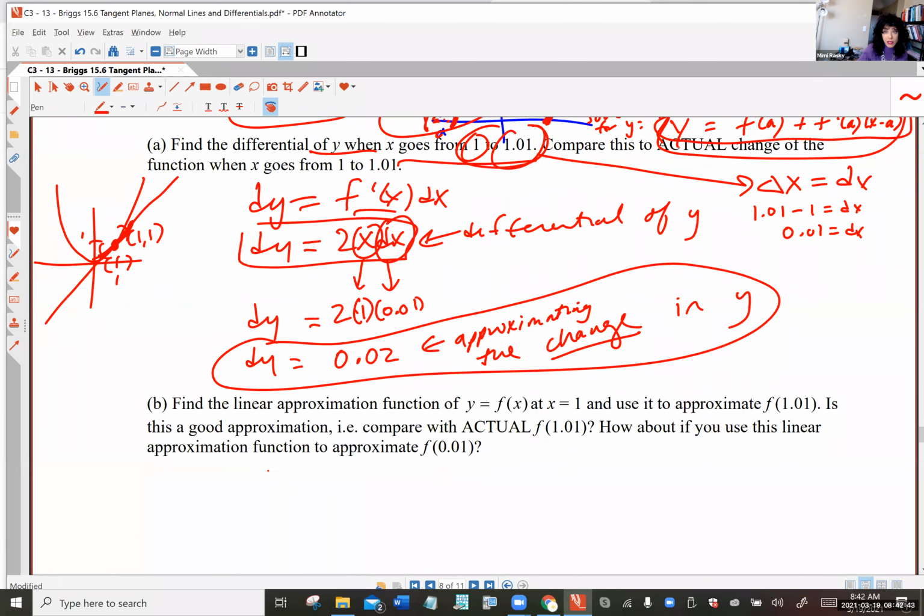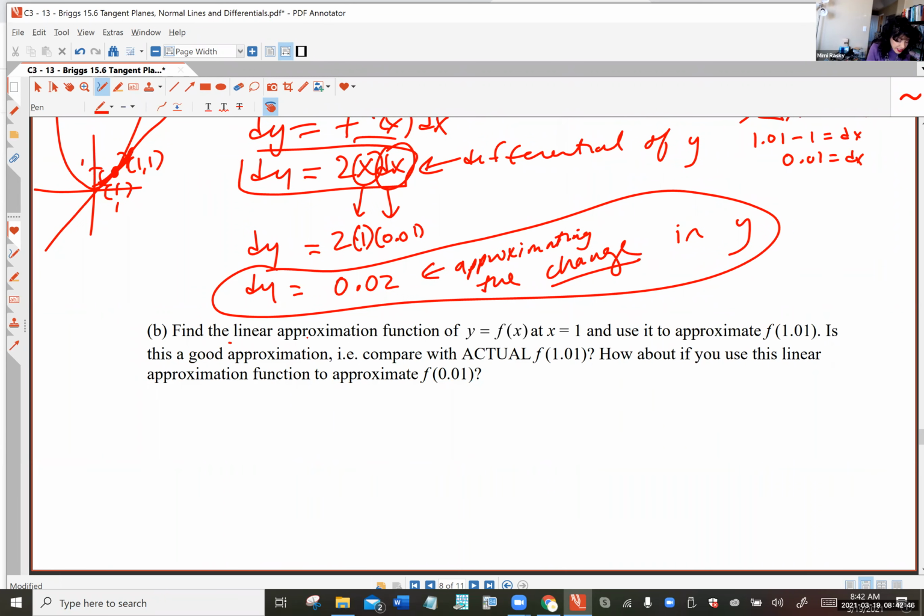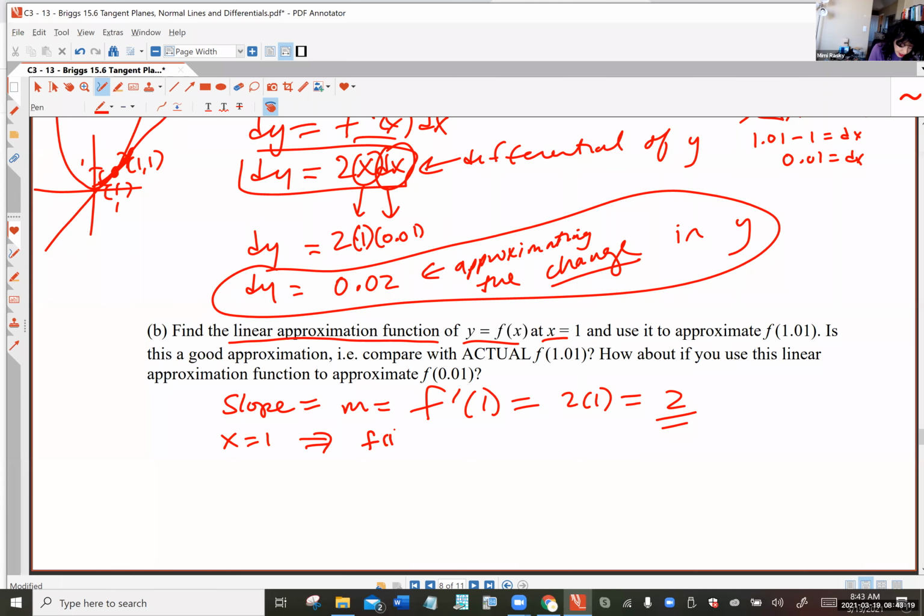Now, is it a good approximation? Well, let's find out. Let's find the linear approximation function of y equals f of x at x equals 1. That's just a fancy way of saying, go get me the tangent line equation, okay? Because that's the linear approximating function. So we know the slope, which if you want, you can call it m, is f prime of 1. So if f prime is 2x, we'll have 2 times 1, which is 2. And we know the x coordinate of the point is 1. So the y coordinate will be f evaluated at 1, which is 1 squared, which is 1.